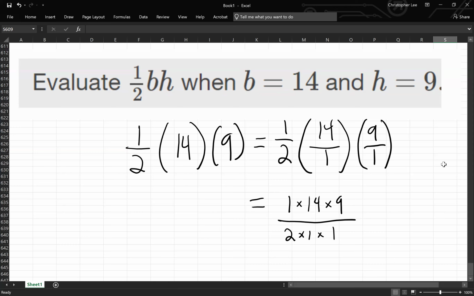Can I reduce this a little bit? Right? The 2, right? Oh, yeah, the 1's could get crossed out. We know about that. But also the 2, right? 2 goes into 2 how many times? Once. And 2 goes into 14 how many times? 7, right? So, what's my final answer? 7 times 9. What's 7 times 9? 63.